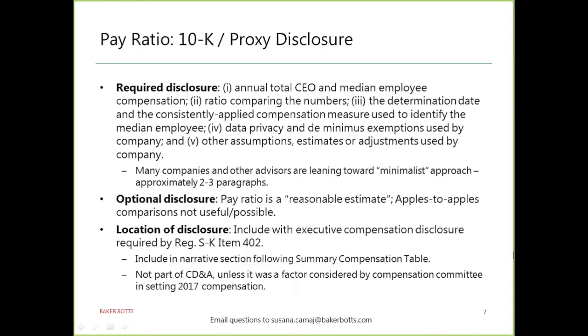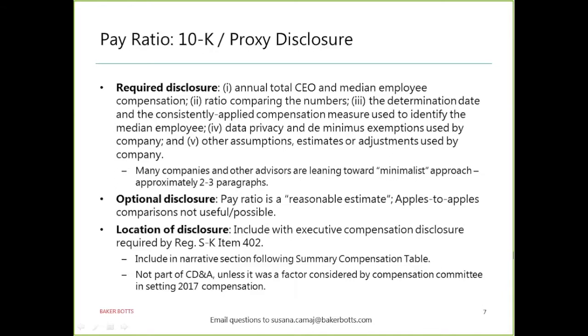I can also see a potential setback later on if a company were to say that they were able to exclude employees from a particular country because data privacy laws in effect in that country would prohibit them from relying on or disclosing that information publicly. But then you can run into a setback later on if another company had employees in that same country but was able to find a way to include that data. It just creates, I think, a little bit more of a headache as far as that data privacy exemption is concerned.